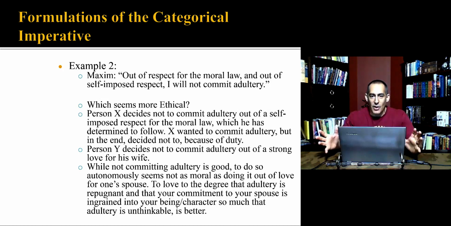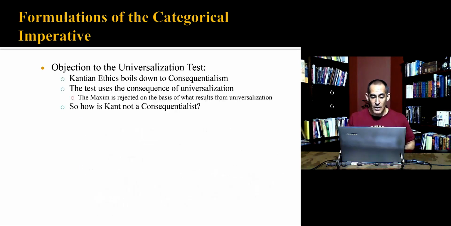Now, the odd part here is Kant would be in disagreement with this intuition. He would, and we'll see that, like I said, coming up, but he would actually say person X is doing the more morally praiseworthy thing, not person Y. And you can think about why that might be based on what little you know of Kant already. And keep in mind, consequences don't matter.